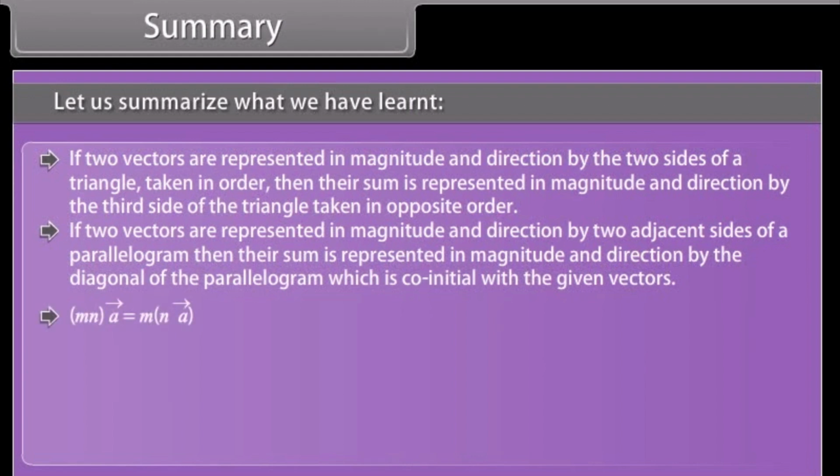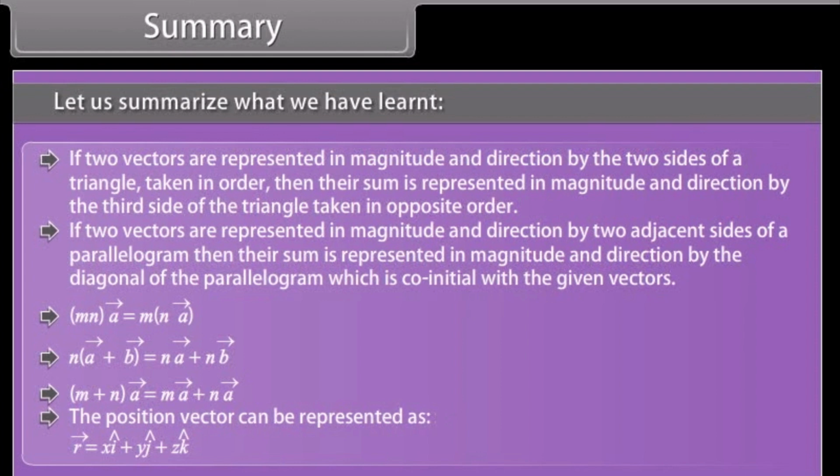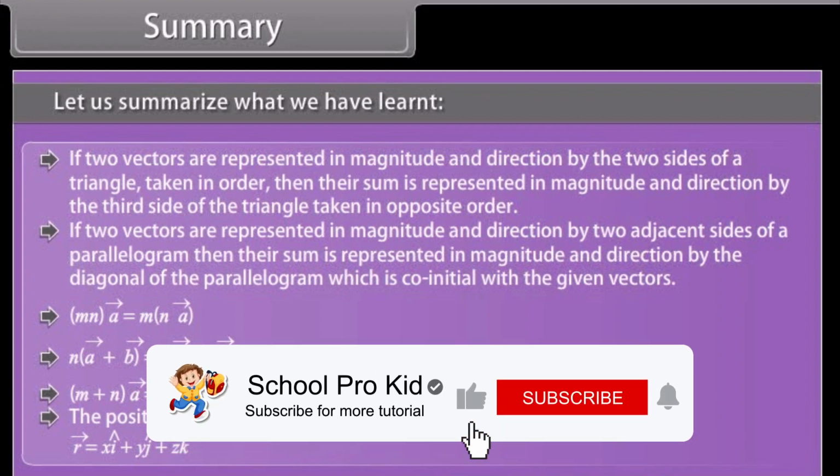mn times vector A equals m times (n times vector A). n times (vector A plus vector B) equals n vector A plus n vector B. (m plus n) times vector A equals m times vector A plus n times vector A. The position vector can be represented as vector R equals x cap i plus y cap j plus z cap k.